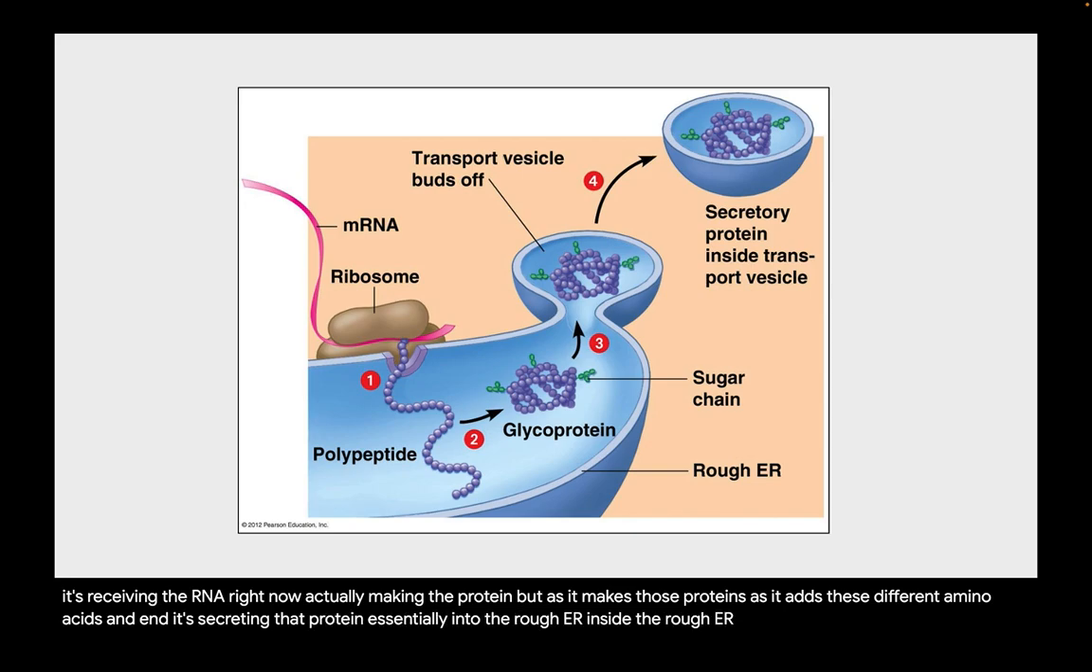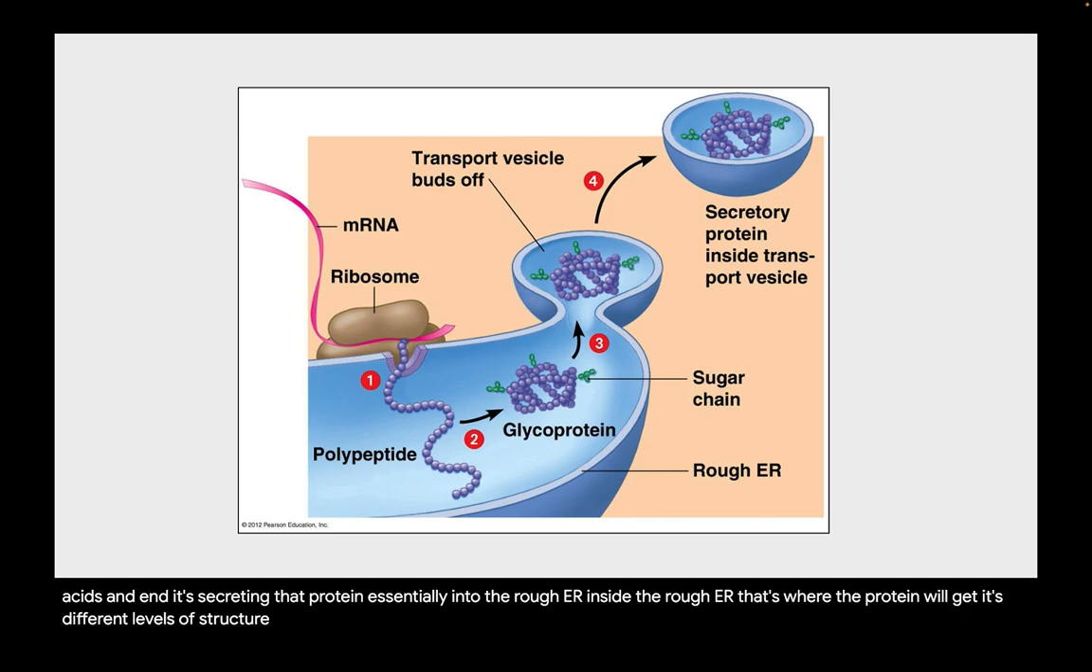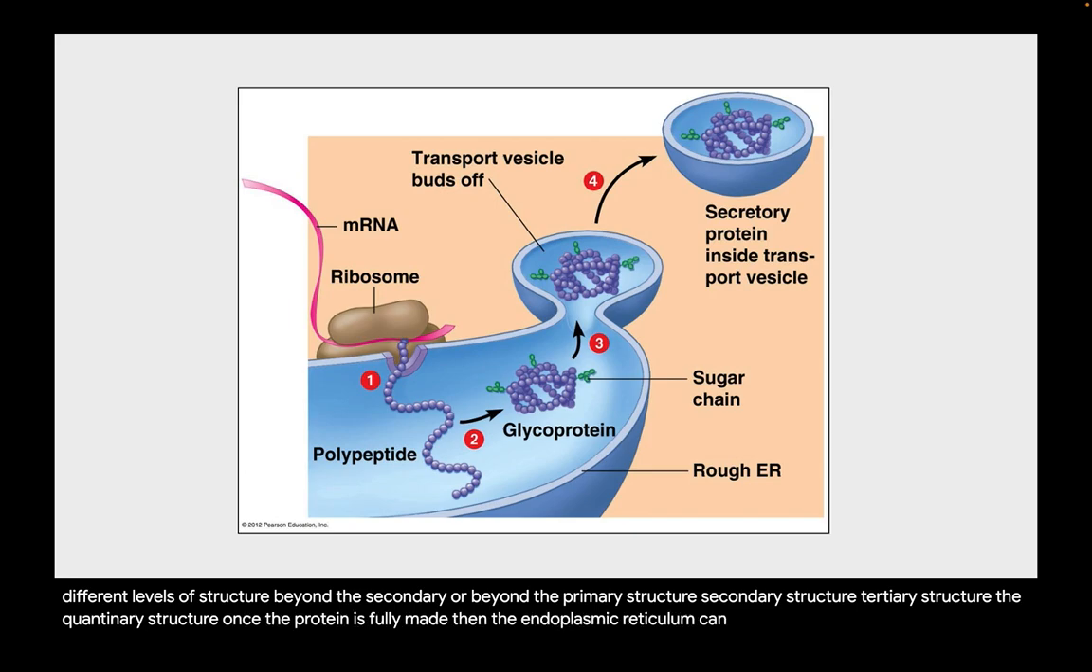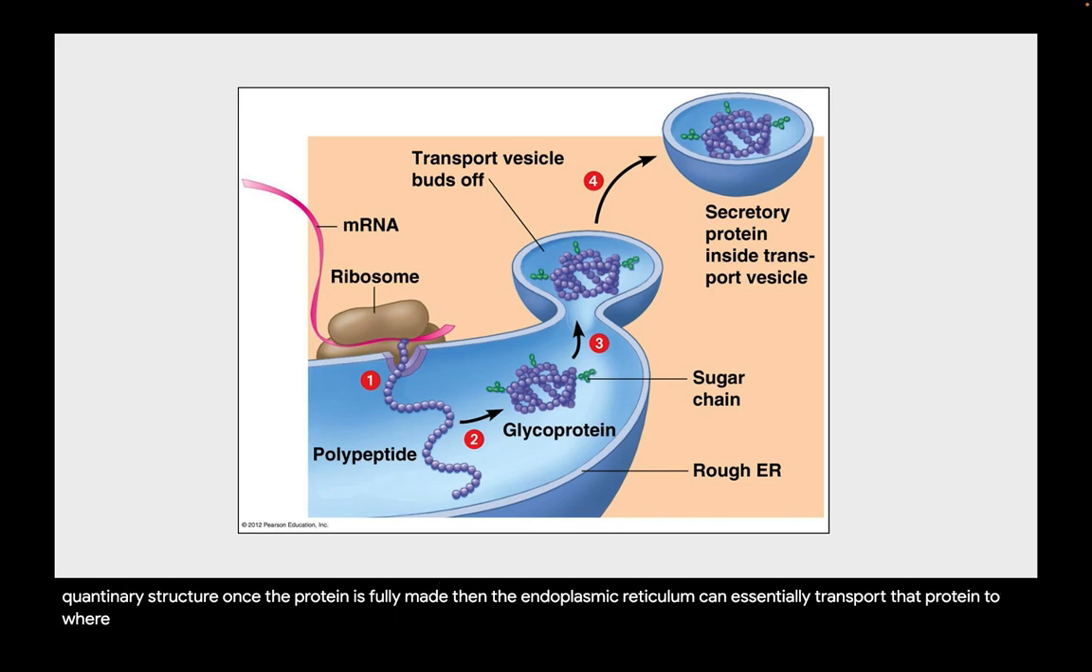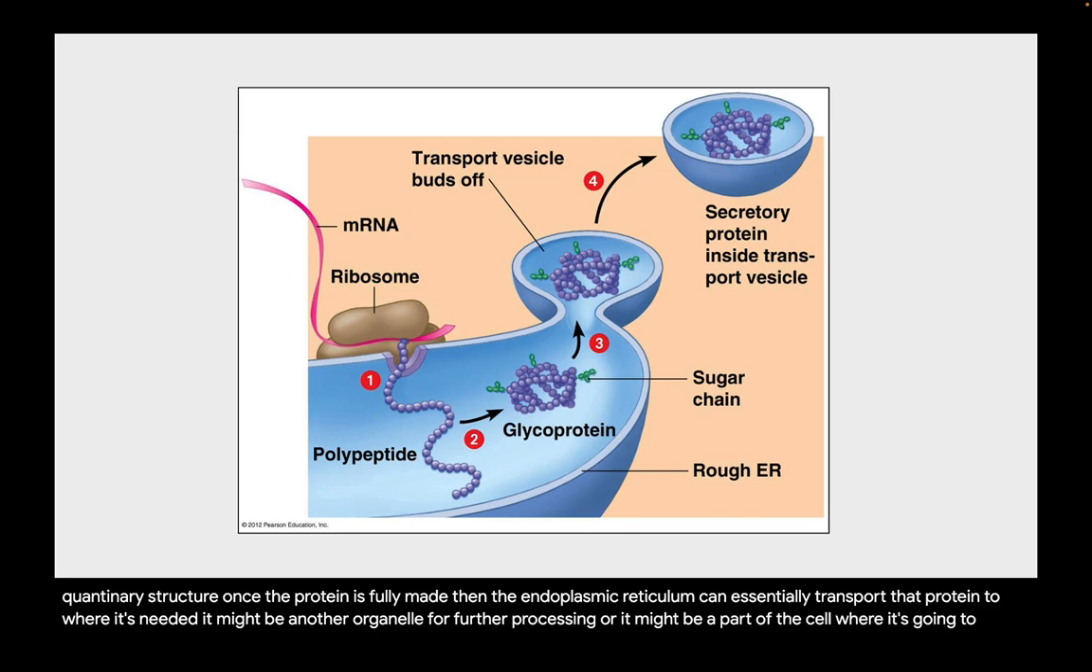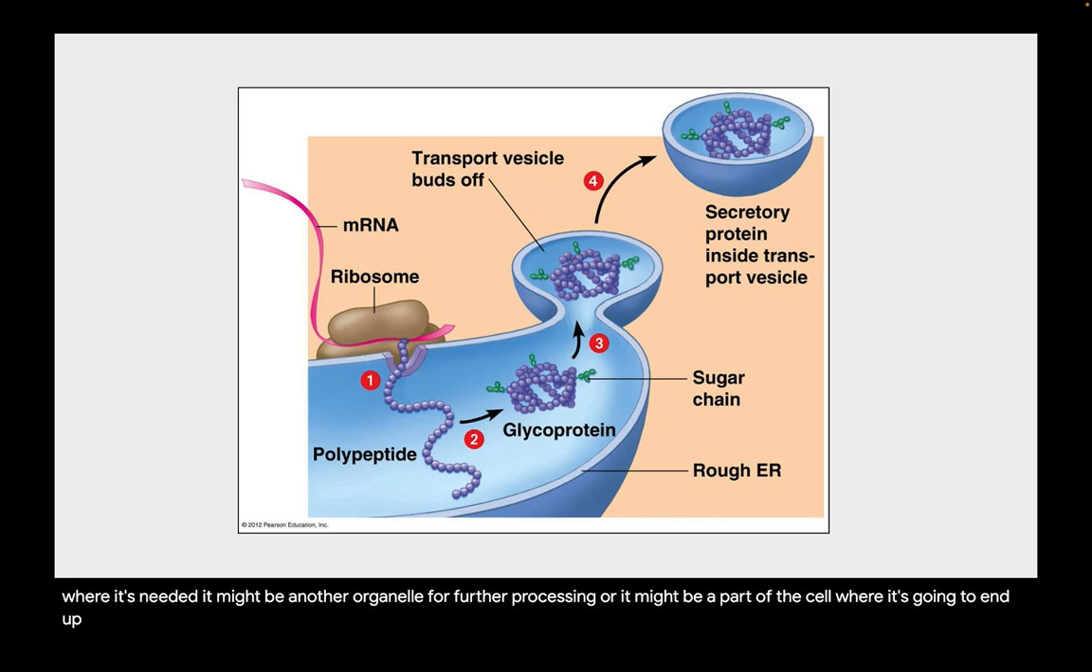Inside the rough ER, that's where the protein will get its different levels of structure beyond the primary structure. It'll get the secondary structure, the tertiary structure, the quaternary structure. It'll get its 3D shape. Once that protein is fully made, then the endoplasmic reticulum can essentially transport that protein to where it's needed, which might be another organelle for further processing, or it might be a part of the cell where it's going to end up. All right, so these organelles are working together here.